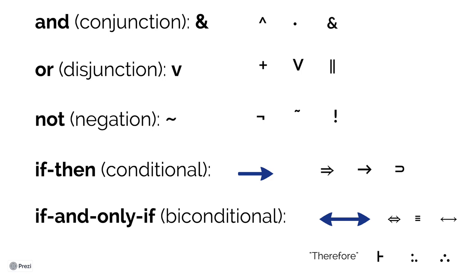Finally, there's the if and only if, or the biconditional. This is a double-sided arrow, or an arrow that is pointing both left and right. That's the most common form, though it may also show up in the form of three vertically stacked horizontal lines. Now, those are the five logical operators, but you will also want to know, after moving from the premises to the conclusion, the symbol that is used to signal the conclusion, or a therefore symbol. And there are two main types, either a turnstile symbol or three dots forming a triangle.